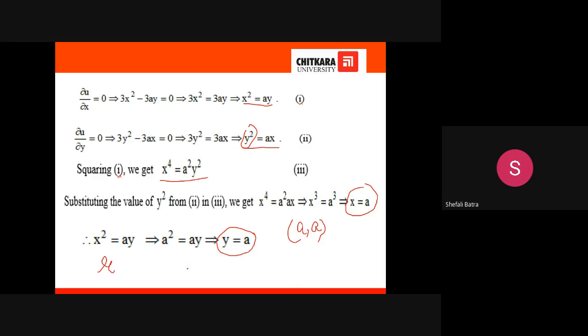Next, find r, s and t at the point (a, a). Yes, now tell me, who will be telling r and s and t? Evaluate it, hurry up. Take 1 minute. We know that r is what? uxx. S is what? uxy. And t is what? uyy. Find out, hurry up.